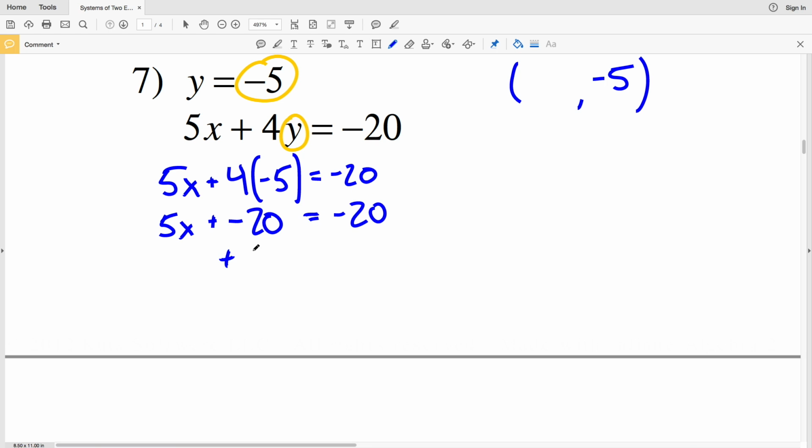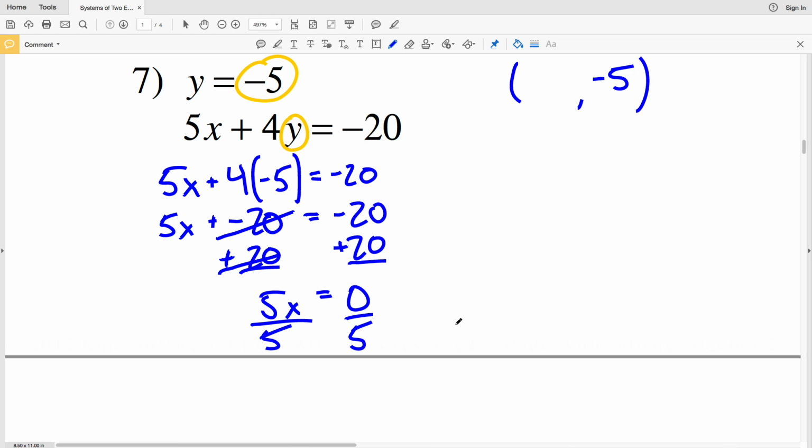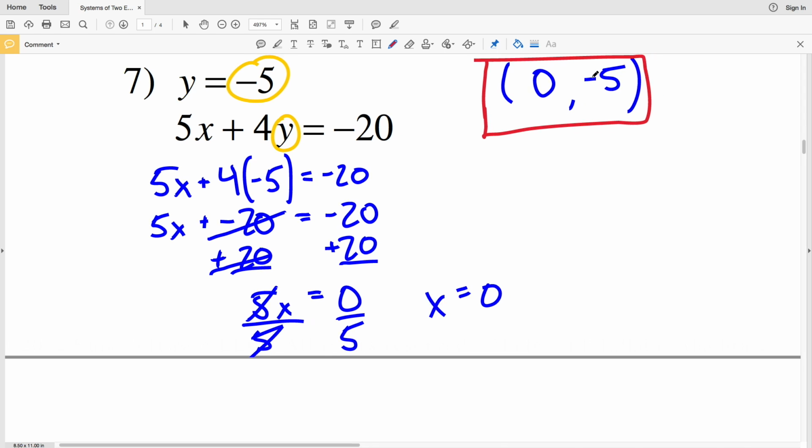So now I'll add 20 to both sides in order to cancel out the 20 on my left, because negative 20 plus 20 is 0. So that'll leave me with 5x on the left, and negative 20 plus 20 is 0, so 0 on my right. Then all I have to do is divide by 5 to get that x is equal to 0, because 0 divided by any number is 0. So x is 0 and y is negative 5 for number 7.